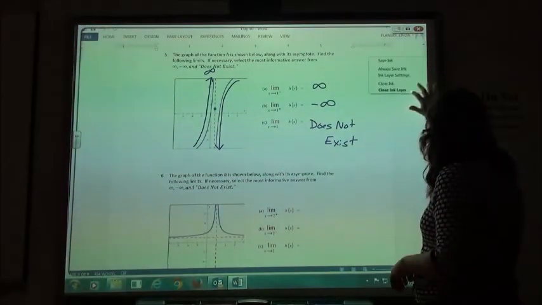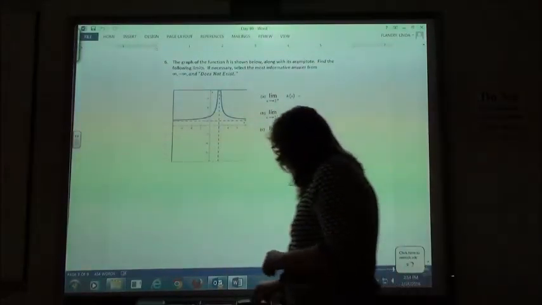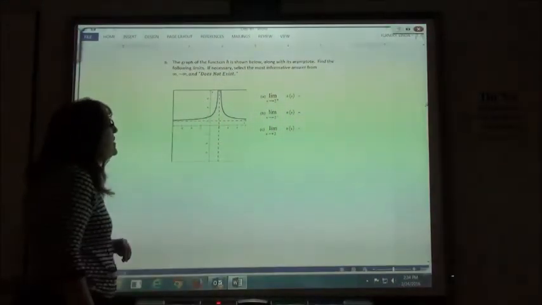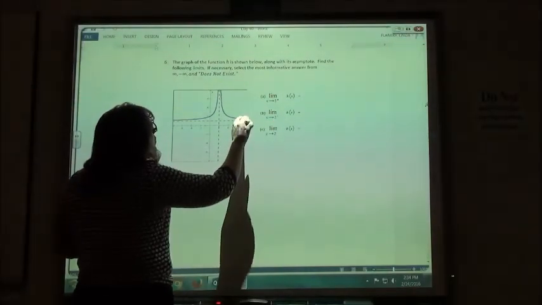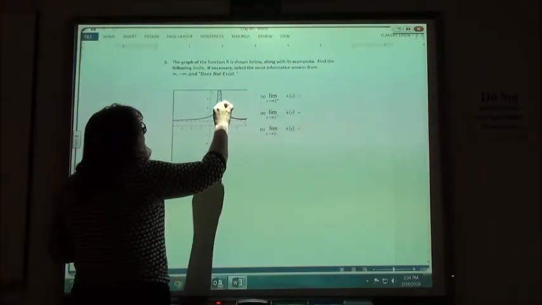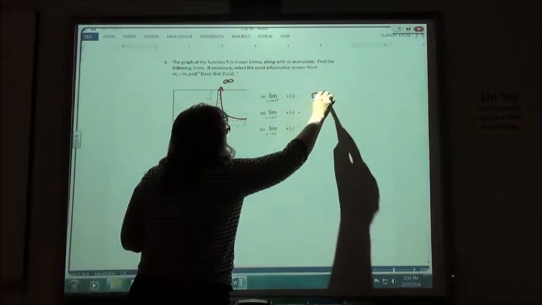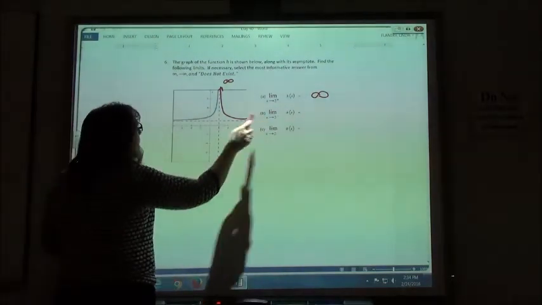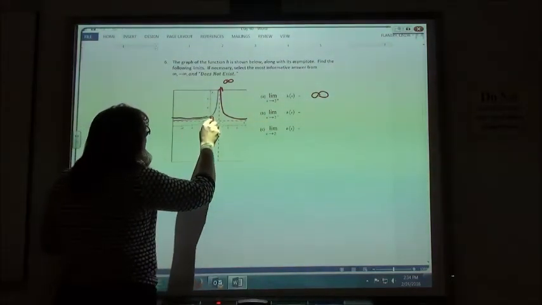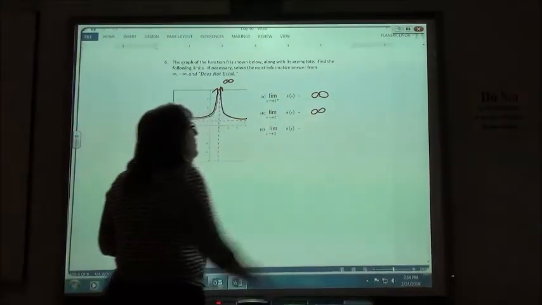We look at number 6. Here, I am doing my limit as x approaches 2. I'm going to come from the positive direction first. So if I'm coming from the right-hand side, my limit ends up going up and up and up, going to infinity. As x approaches 2 from the negative direction or the left-hand side, again, I'm going up and up, positive infinity.